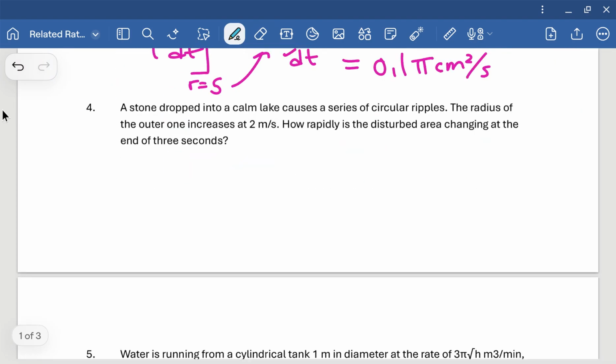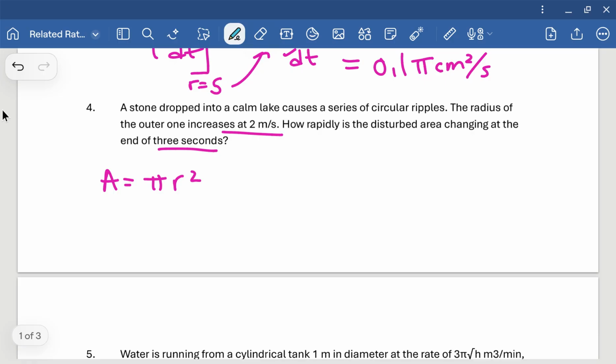Okay, another one that does have to do with circles. Number 4, a stone is dropped into a lake, causing a series of circular ripples. The radius of the outer one increases at 2 meters per second. How rapidly is the disturbed area changing at the end of 3 seconds? So in this one, again, the radius of the outer one increases, and we want to know how the disturbed area is changing at the end of 3 seconds. Okay, so this one is another area question. So area will be pi r squared once again.